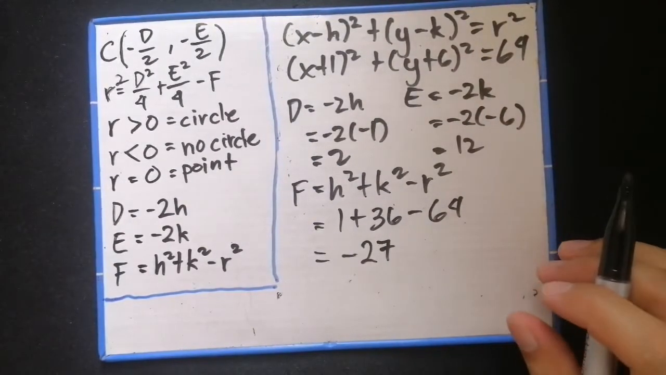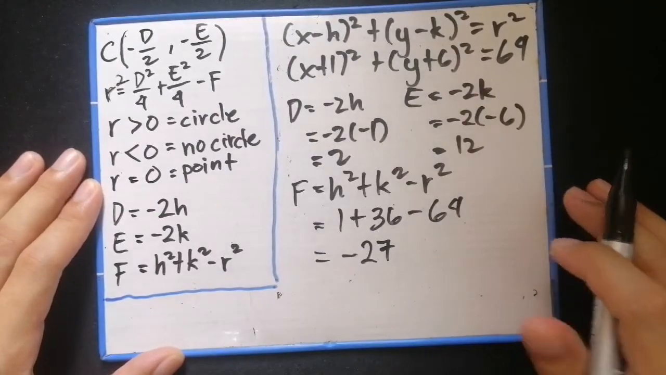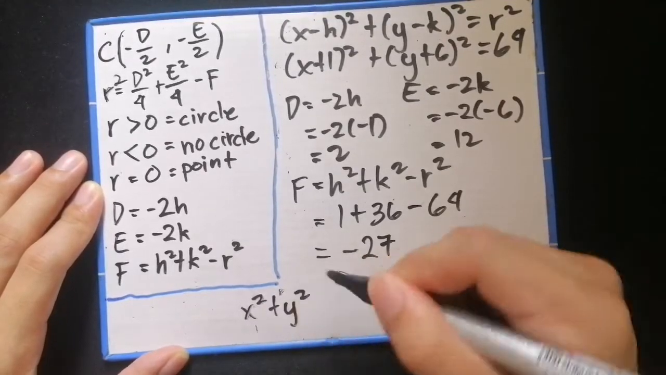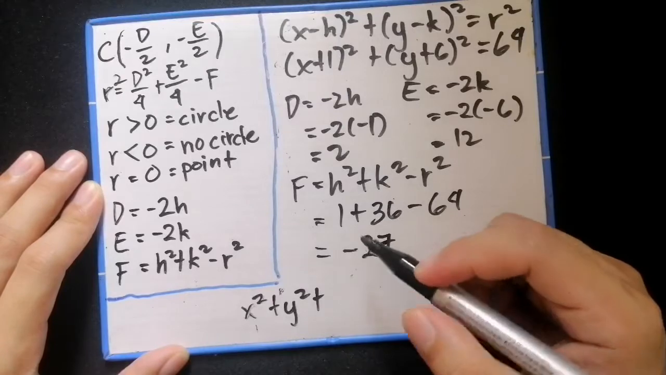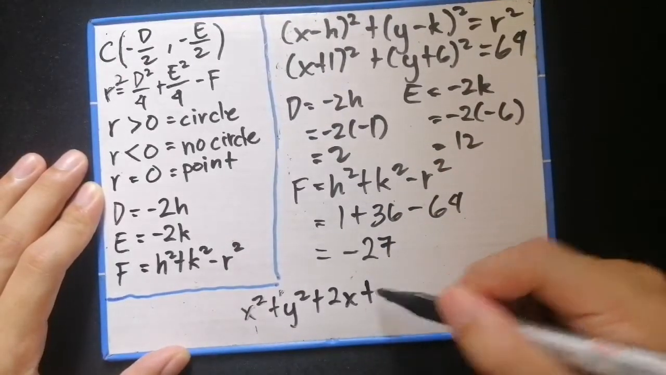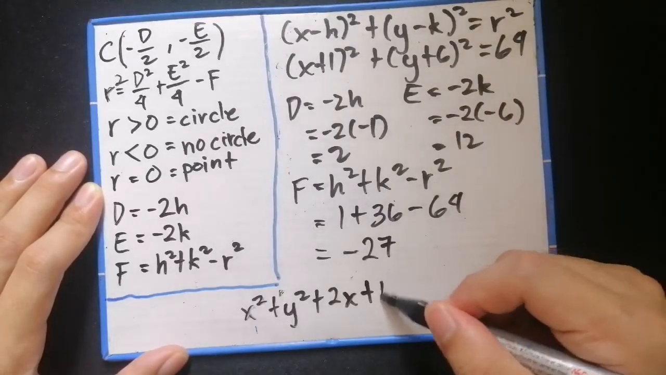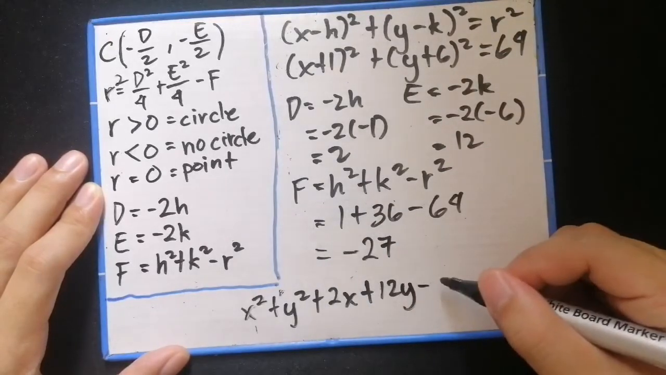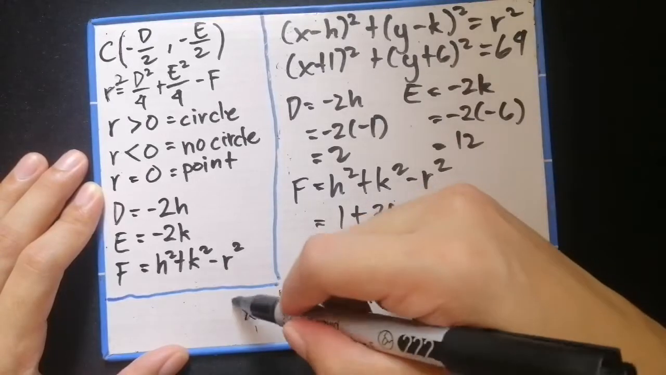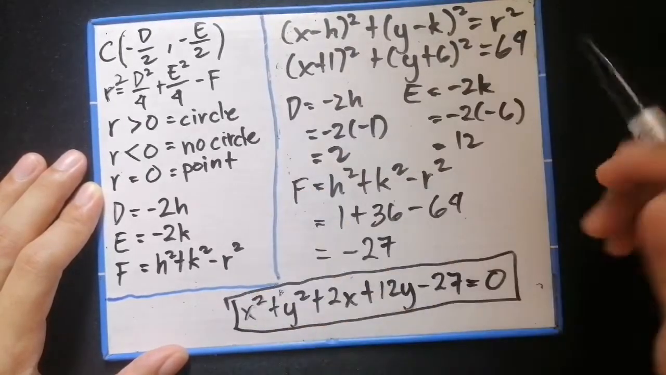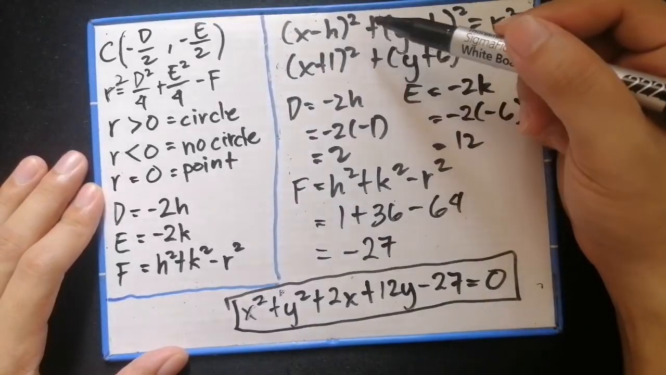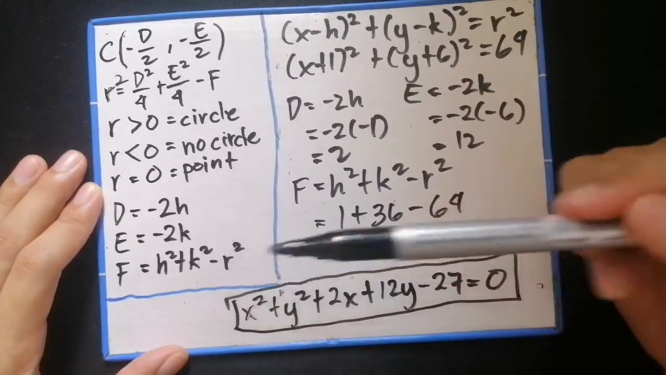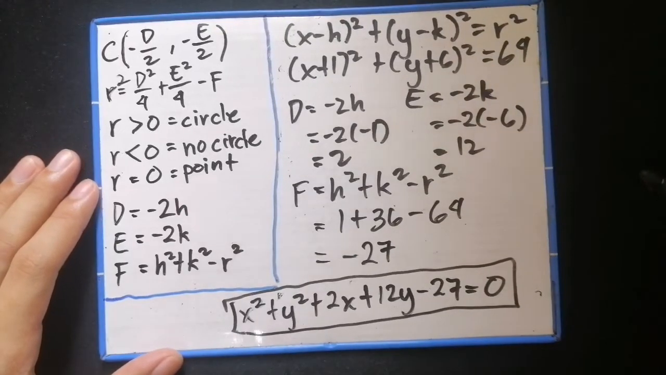Ngayon, buuin na natin yung general form nung standard form na given. So, sabi natin si general form ay x squared plus y squared plus dx. Ano ba si d natin? 2. So, 2x plus ey. Ano ba si e natin? Ay 12. So, 12y plus f. Ano ba si f natin? Is negative 27. So, we have minus 27 is equal to 0. It is now the general form. Diba? Kaysa mag-expand ka pa ng binomial, square of binomial, mas mabilis kung kukunin natin kaagad si D, si E, at saka si F, then ma-formulate na natin yung general form ng equation. Kuha?